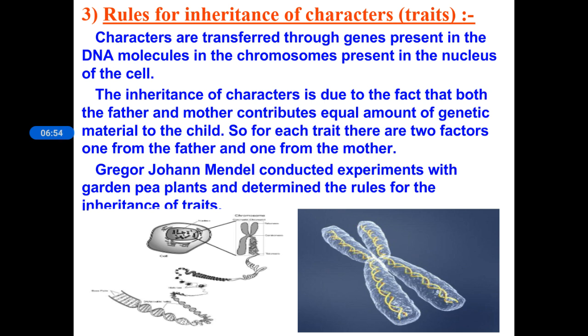So the inheritance of characters is due to the fact that we are getting from both the parents, right? So genetic material is being transferred to the offsprings from both father as well as from the mother. So each trait, whether it's hair color, eye color or anything, each trait in our body has two factors, one coming from the father and one from the mother.